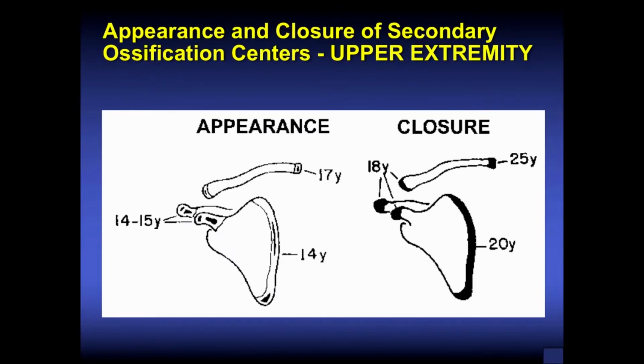Appearance and closure of the secondary ossification centers of the scapula, coracoid, acromion, clavicle. The last closure is of the medial clavicle at age 25. You can also see some apophyses in the coracoid. I've seen a few fractures of the coracoid through this apophysis. They heal, but you need to make the diagnosis and keep them out of contact sports.